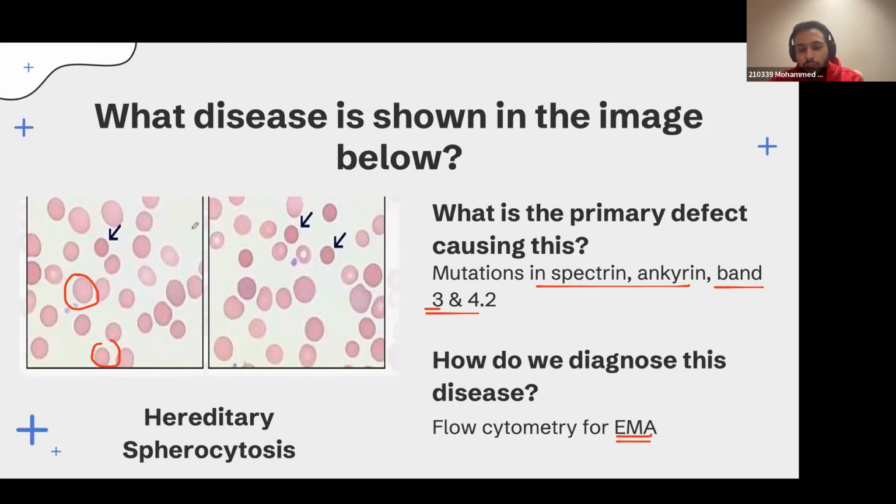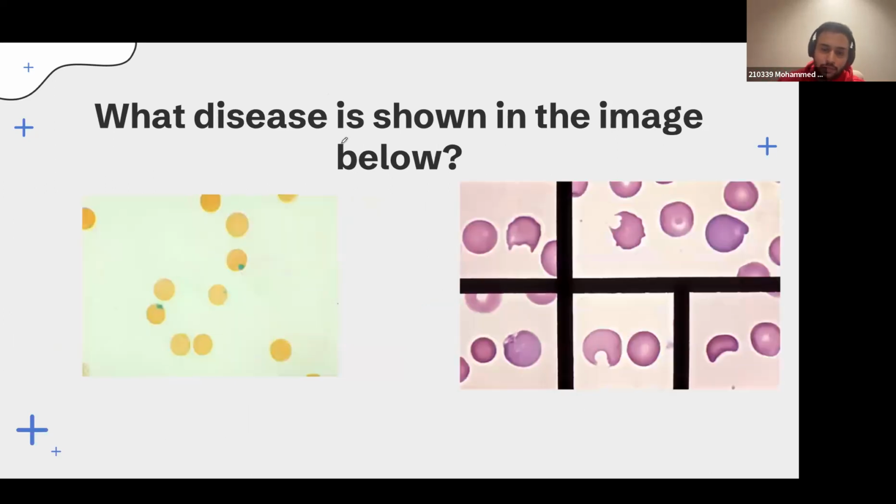Okay. Now, what's the inheritance pattern for this disease? Last question, then I move on. Okay. This disease is autosomal dominant. So just remember that. It's autosomal dominant. Okay. Now moving on. Can you tell me first what disease you are thinking of? Then we'll go into specifics of each thing.